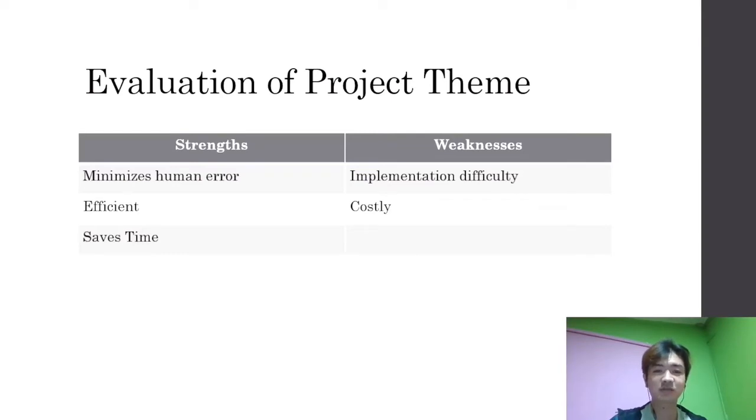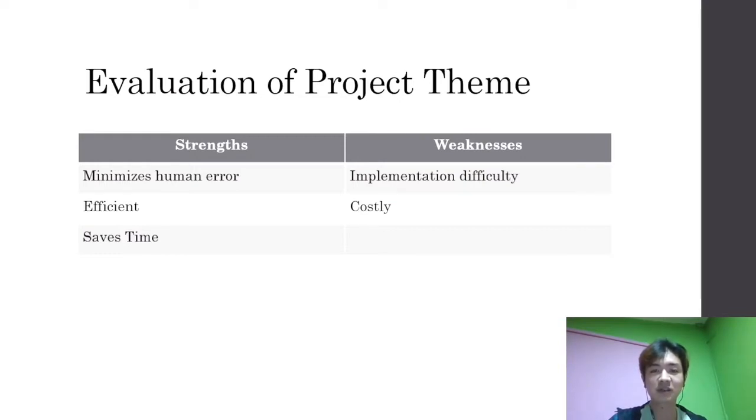Assalamualaikum and good afternoon. My name is Aizat Tabrani bin Abu Bakar and I will discuss the evaluation of the project theme. For our project theme, which is Smart pH Monitoring System, there are some strengths and weaknesses. Let's discuss the strengths first.